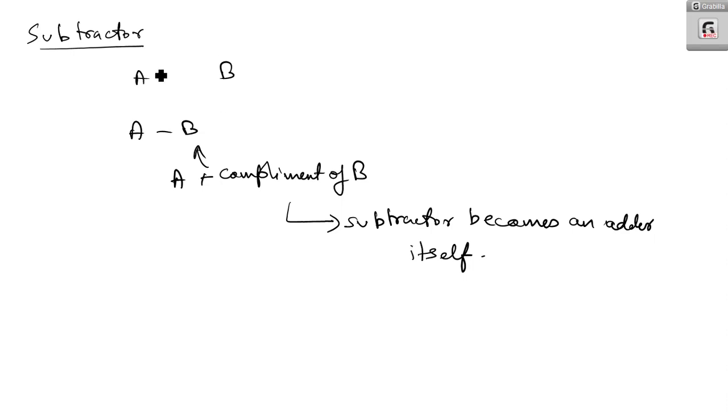So this is subtrahend and this is minuend. Here what happens is that subtrahend is added to the complement of minuend. So in that concept, subtractor is basically an adder itself.